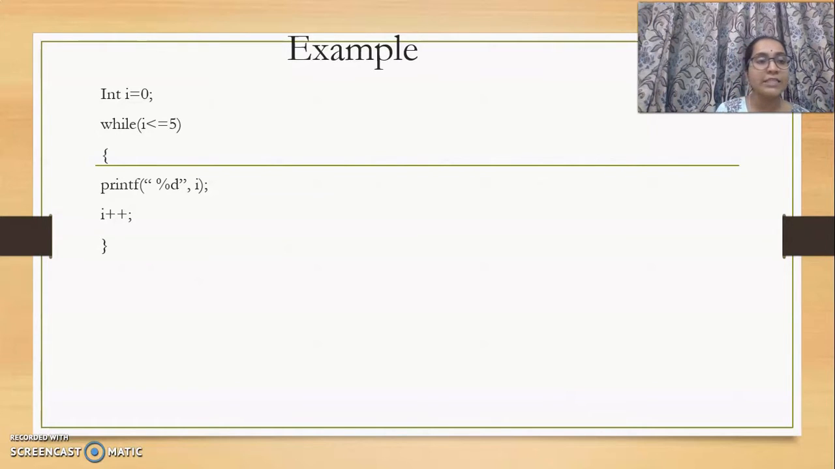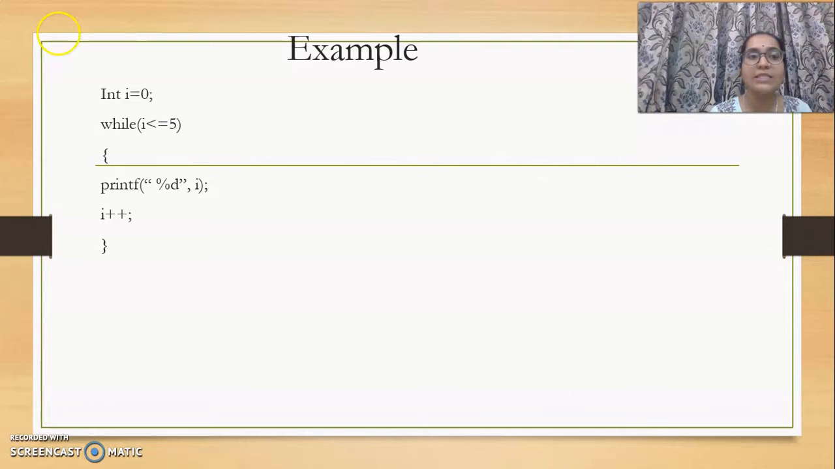So with i equal to 0, first it will check whether i is less than or equal to 5. This is true. If true, the printf statement within the body of the while loop will be executed, and it will print the value of i using %d.